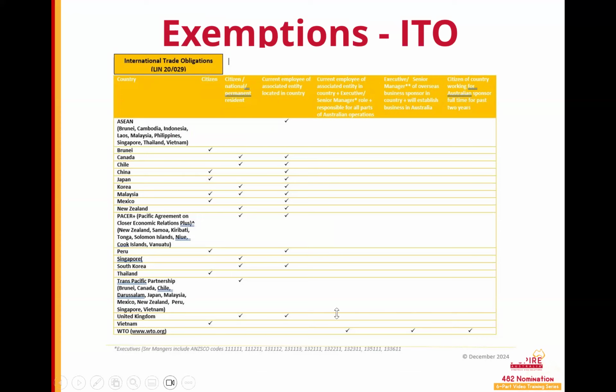This table gives an indication of current exemptions, and a link to the current information will be provided in your bonus information sheet so that you can check at any point of time, as international trade agreements do change over time.